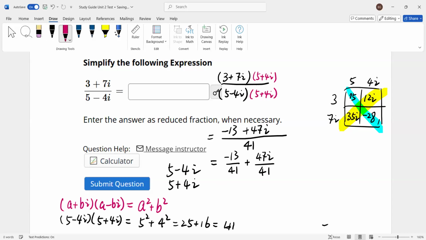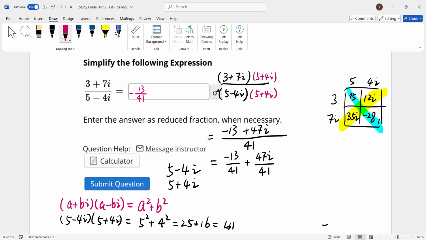So the answer in standard form: division of two complex numbers results in still a complex number. The complex number has negative 13 over 41, as you want to put a negative sign in front of it.